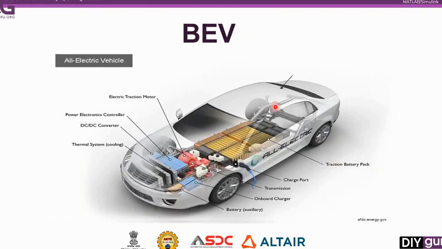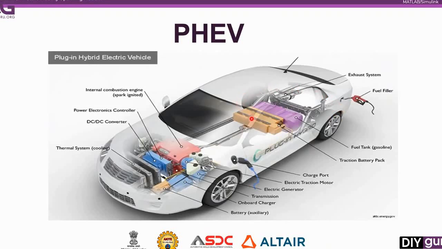Now notice the size of the battery here. The size of the battery in a battery electric vehicle is very large, and here in the case of the plug-in hybrid electric vehicle, the battery is small. And then obviously we have a fuel tank as well here, because we have a petrol engine. And then we will have some exhaust systems and a fuel filling cap to fill the fuel tank.